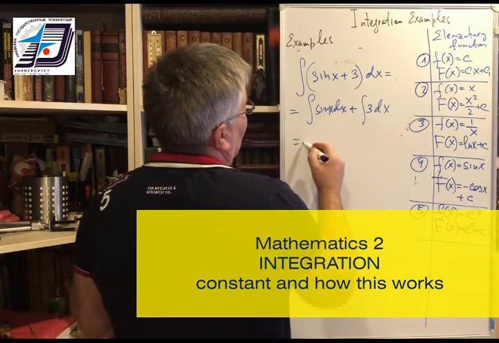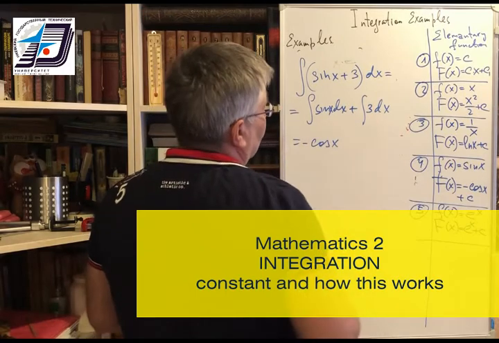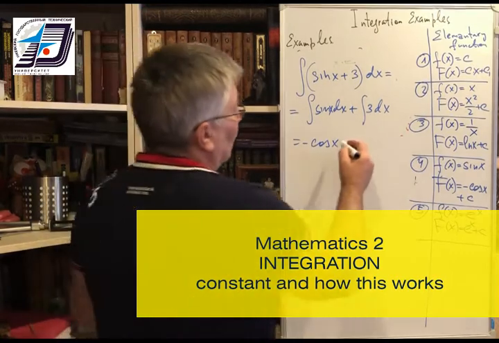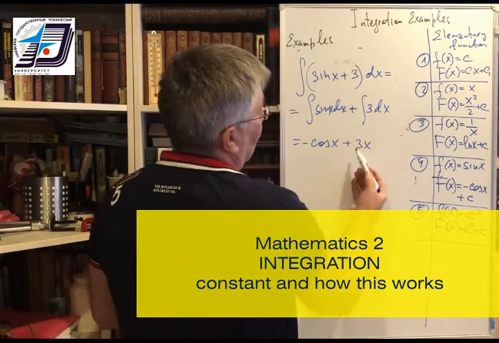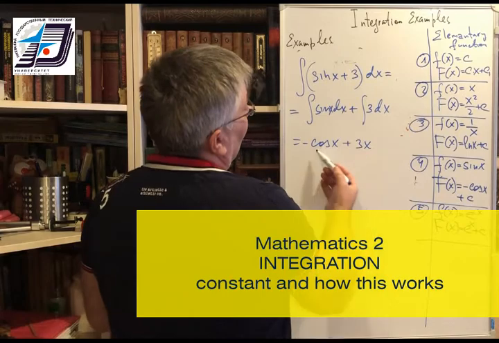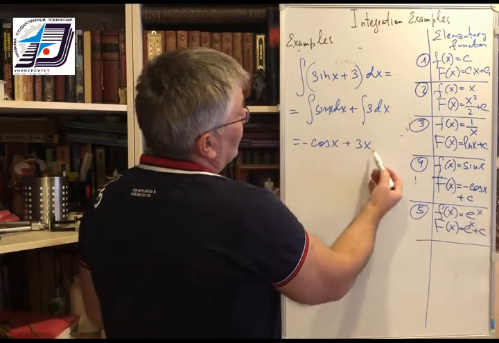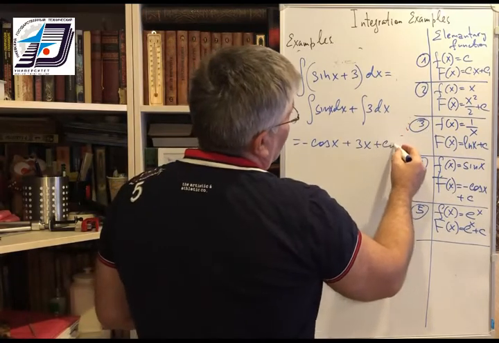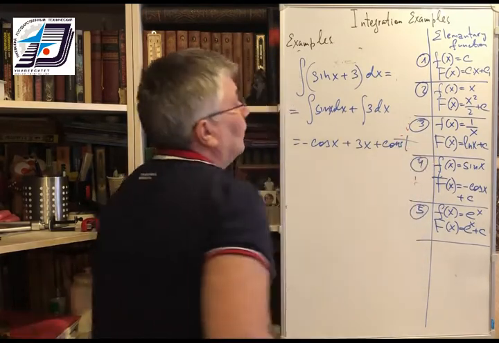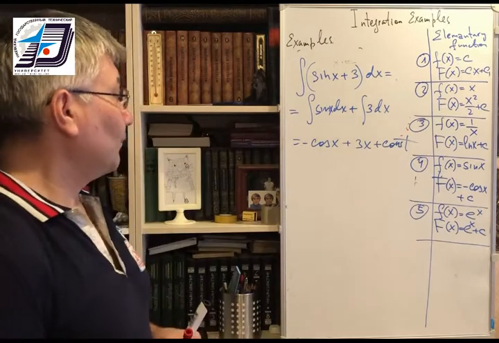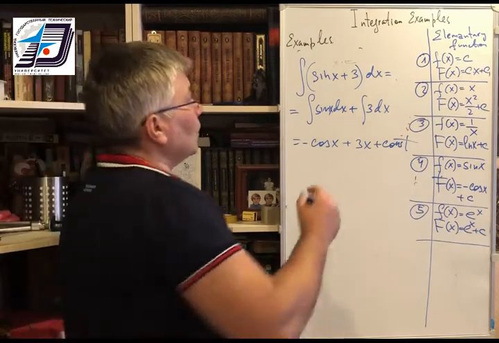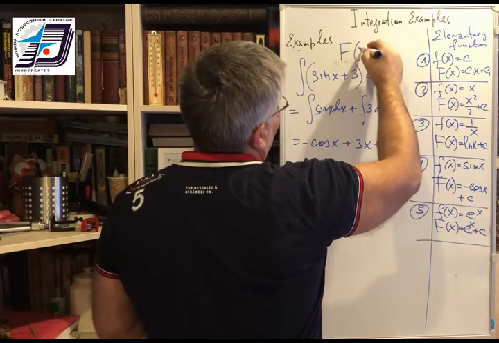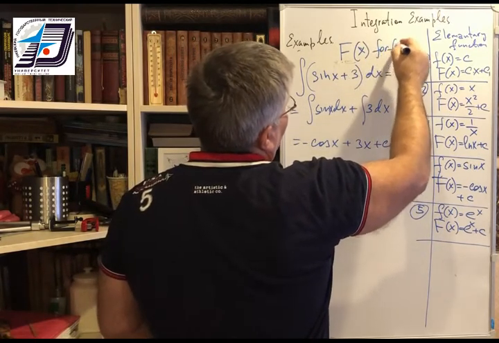Integration of sine is minus cosine x. And 3 gives you 3x, because 3x after differentiation gives 3, and you can differentiate this expression to check. We have minus cosine x plus 3x plus this constant, annoying constant.